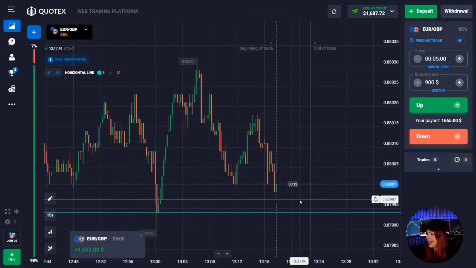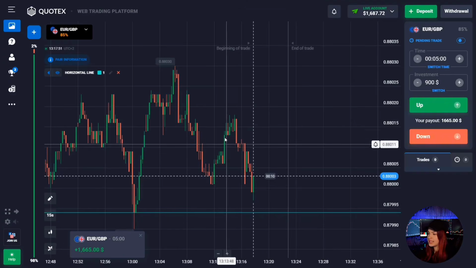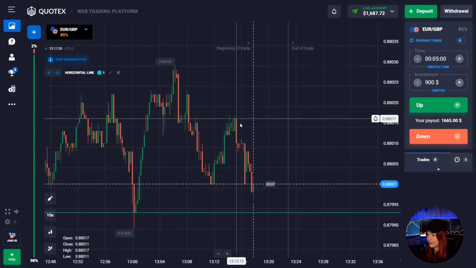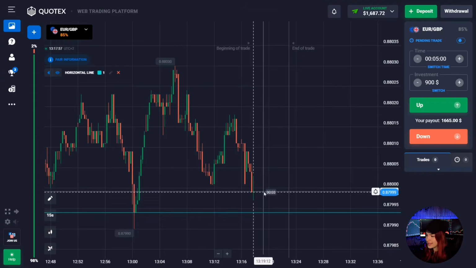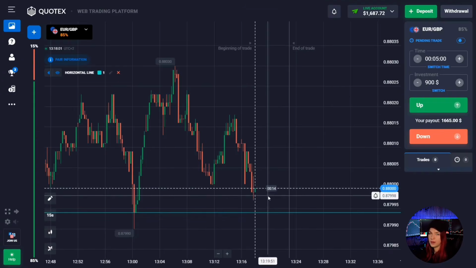Okay, guys, as you can see, there was indeed a pullback. However, after the pullback, the price reversed and red candles began to form. The price indeed continued to move towards the level, and we have managed to profit from this movement, guys. Everything is going great. Let's continue the trading session.